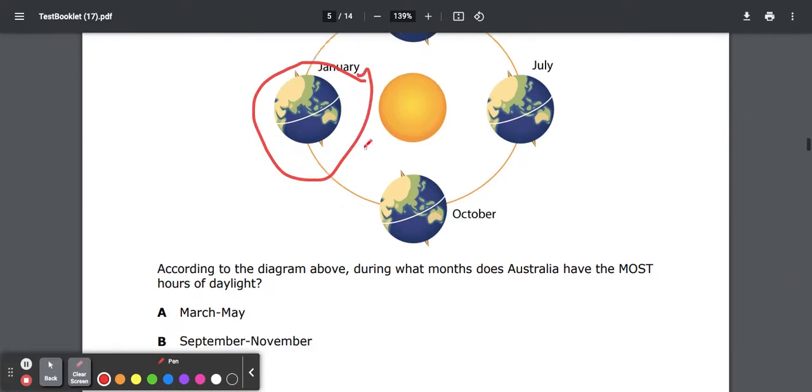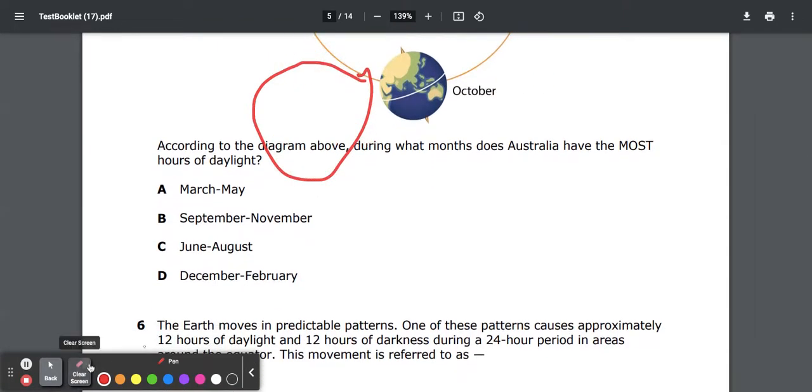So if I go down here, I'm looking for which one. It says, according to the diagram above, during which month does Australia have the most hours of daylight? So I know it occurs in January. So January doesn't fall between March and May. It doesn't fall between September and November. It doesn't fall between June and August, but it does fall between December and February. So this would be my answer.